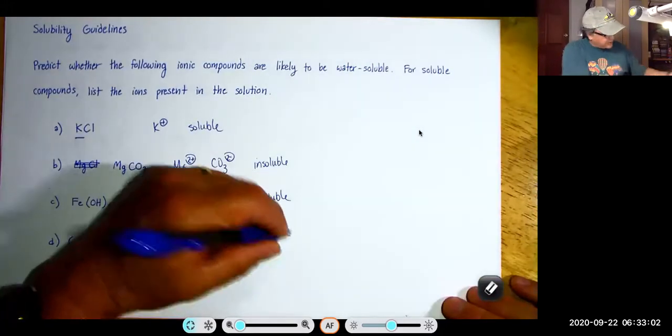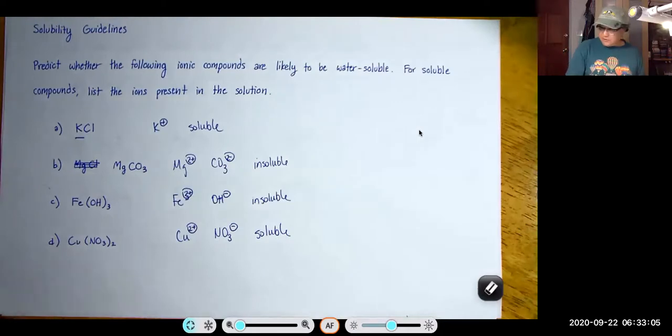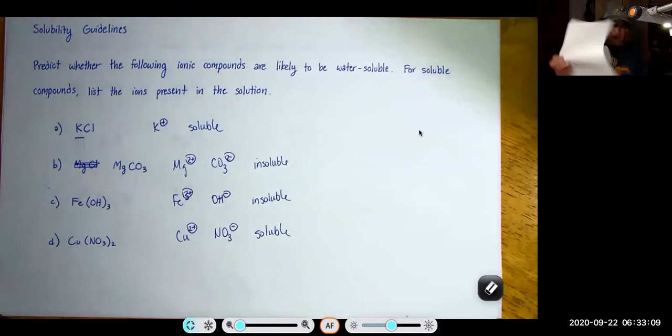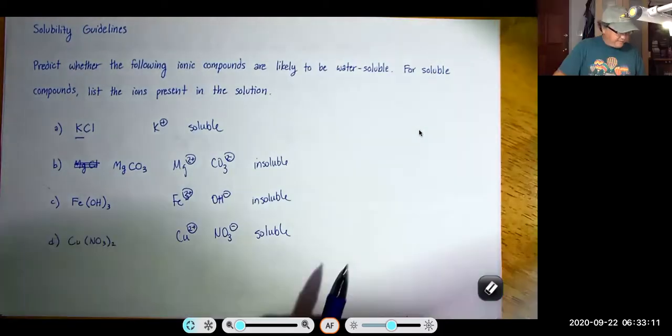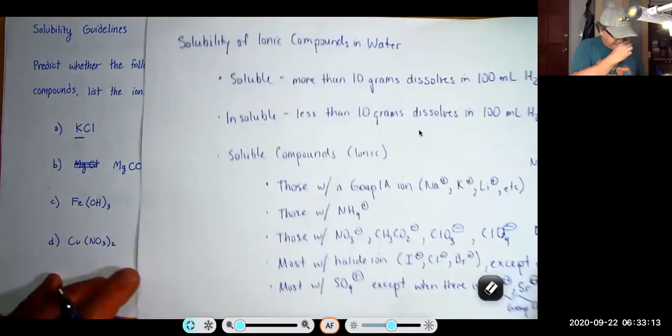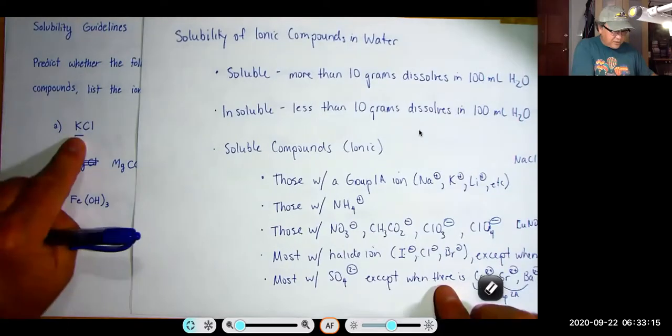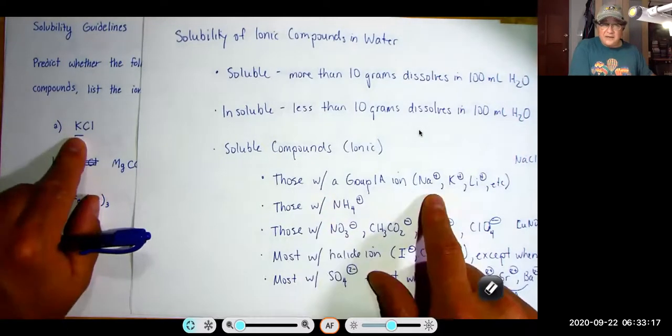So that's how you look at the formula to figure out how it's soluble. And again, you want to use those guidelines. So I'm going to show you very quickly. If we look at KCl, how do we know this is soluble? It's got a group 1A cation.